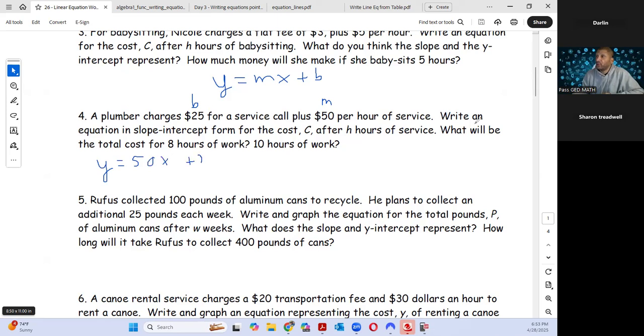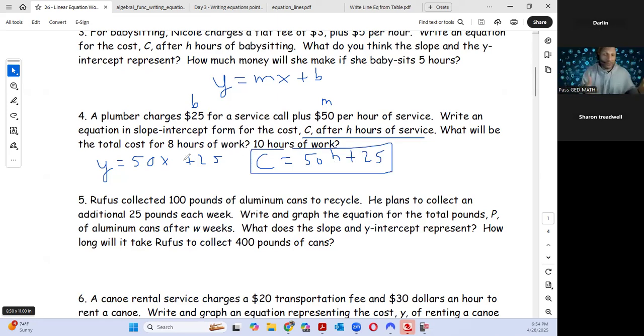Now, they want to use different variables, so they got C and H. So C is equal to 50 times h plus 25. That would be the correct formula. But you notice we first use y equals mx plus b, then we just use the letters they have as variables: c for cost, h for hours.